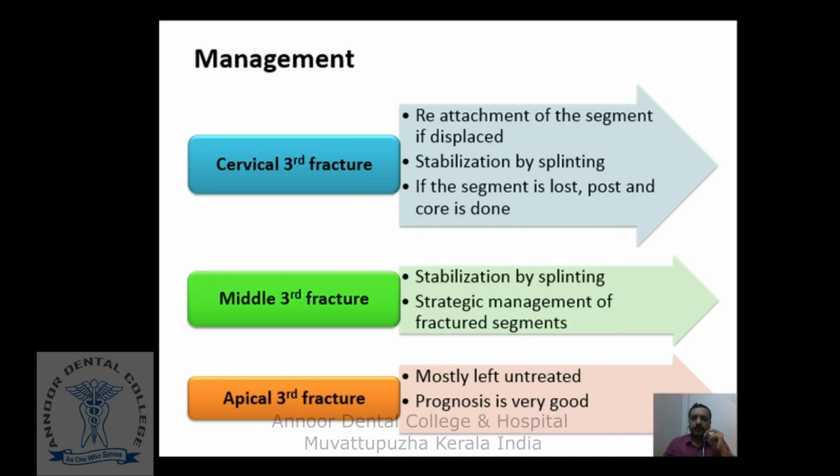So the management of cervical third fracture includes reattachment of the segment if it is displaced, and splinting to stabilize the fragment. If the segment is lost, post and core is done. Middle third fracture, splinting is done for stabilization and endodontic management of the fracture segment. Apical third fracture, mostly it is left untreated.